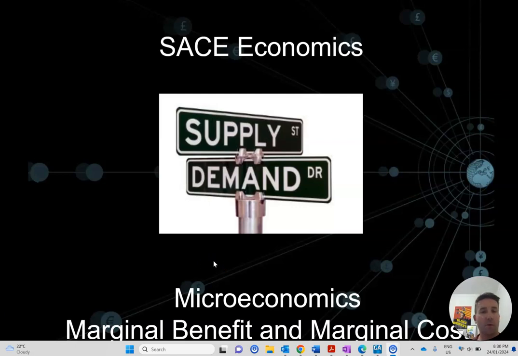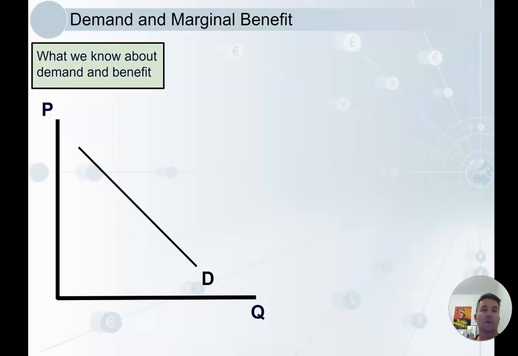Hey everyone, welcome back. We're looking at macroeconomics again. We're looking at adding slightly more detail to supply and demand, which we've already seen. So we're looking at marginal benefit and marginal cost. So demand and marginal benefit.